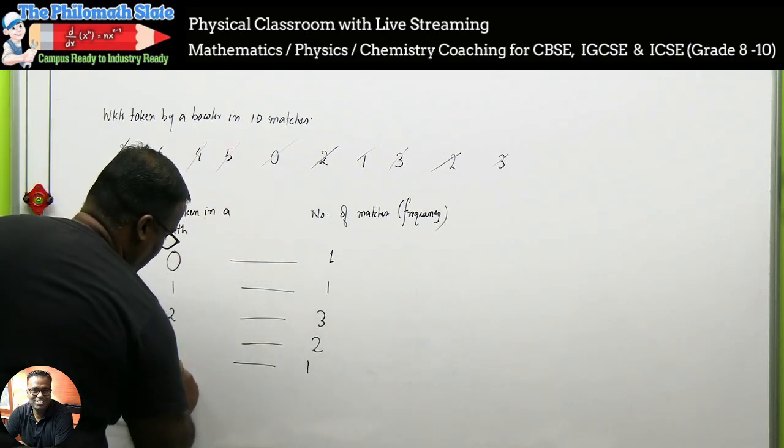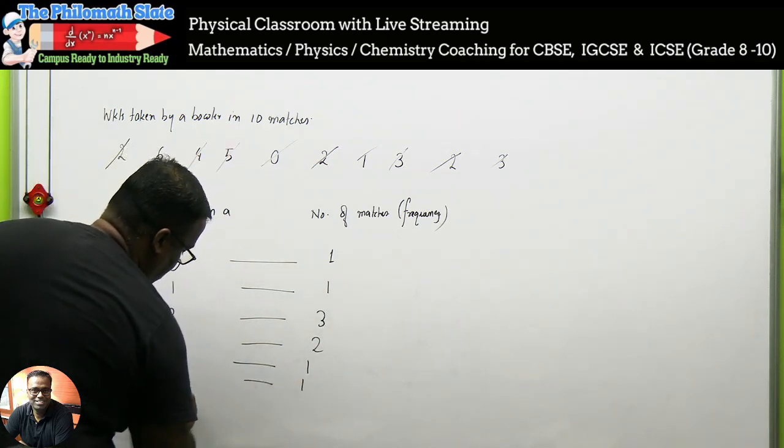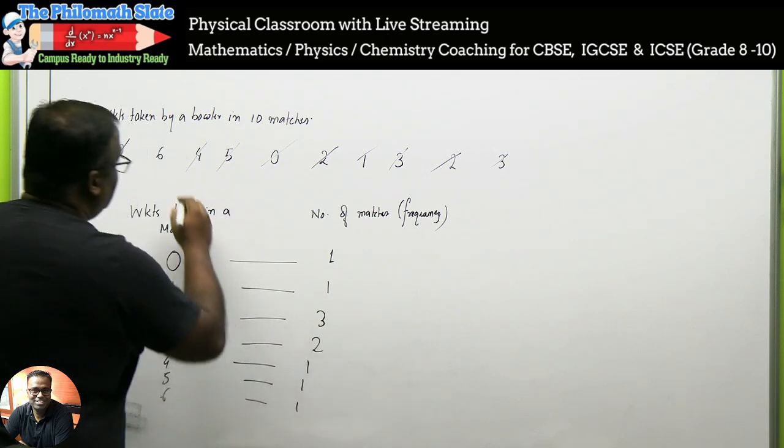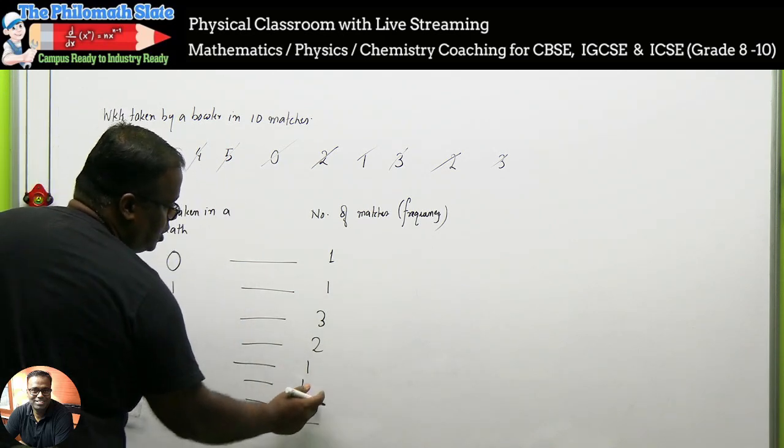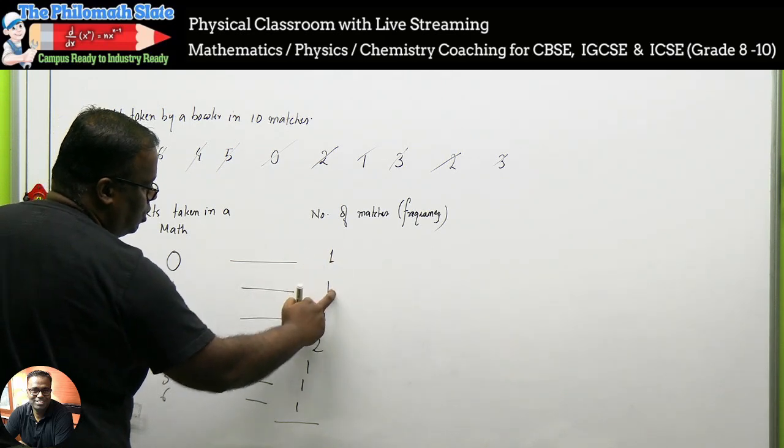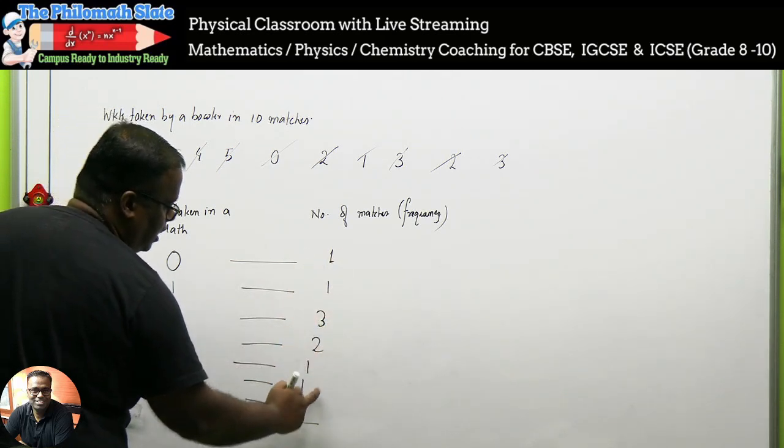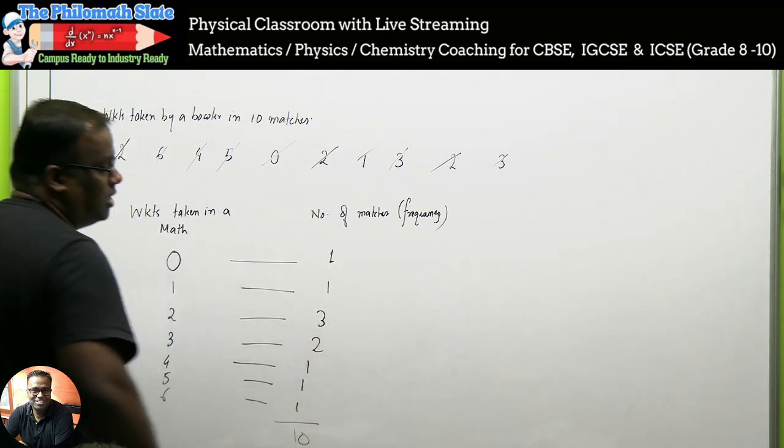5 also 1. And 6, how many? 1. 6 is also 1. If we are correct, then the addition of these should give us 10. 1 plus 1, 2, 2 plus 3, 5, 5 plus 2, 7, 8, 9, 10. So we have considered all his 10 matches.